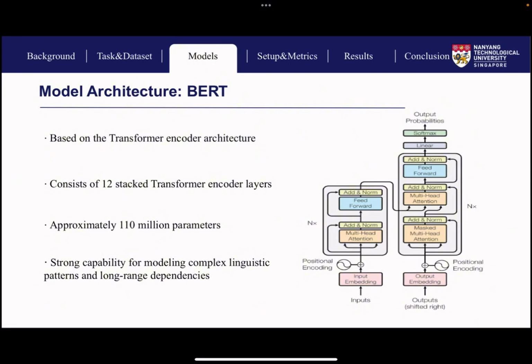Structurally, the base version we use consists of 12 stacked transformer encoder layers. Each layer is a level of abstraction, allowing the model to understand deep semantic nuances. However, this power comes at a cost. With approximately 110 million parameters, BERT is computationally heavy. It requires significant memory and processing power to run, which brings us to the core problem we are trying to solve. How do we keep the understanding but remove the weight?